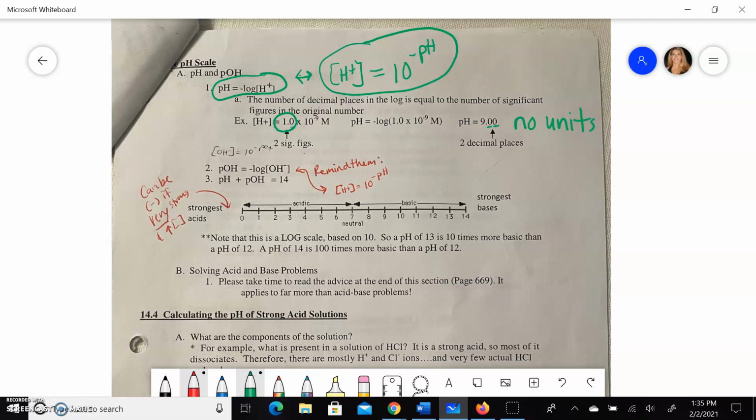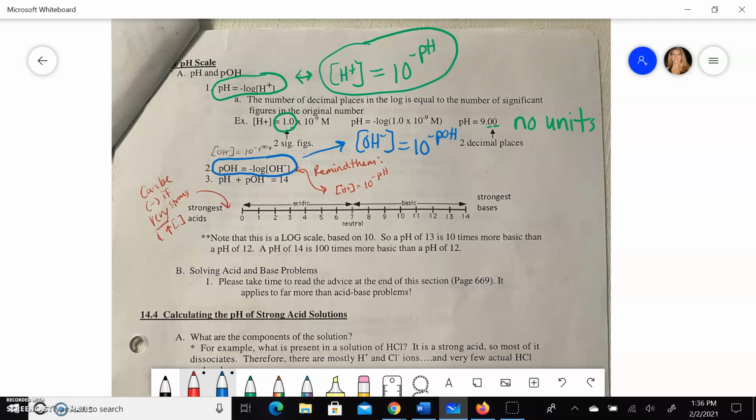You can also do both of these for pOH. So notice that pOH is equal to the negative log of the bracket OH-. Again, you can put this here to remind you that you can rearrange that as bracket OH- is equal to 10 to the negative pOH.